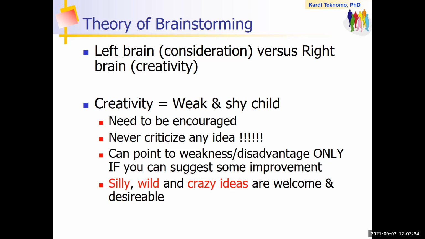What is the theory behind brainstorming? This is like the old ways, but the point is there are 2 kinds of thinking. One is, let's call it, the left brain, which does a lot of consideration, judgment, and evaluation, versus the right brain, which is the creativity. Now, the creativity part of your brain is actually very weak and very shy. It's like a timid child.